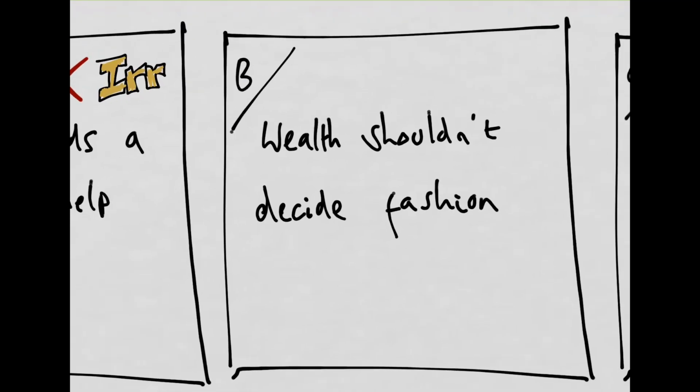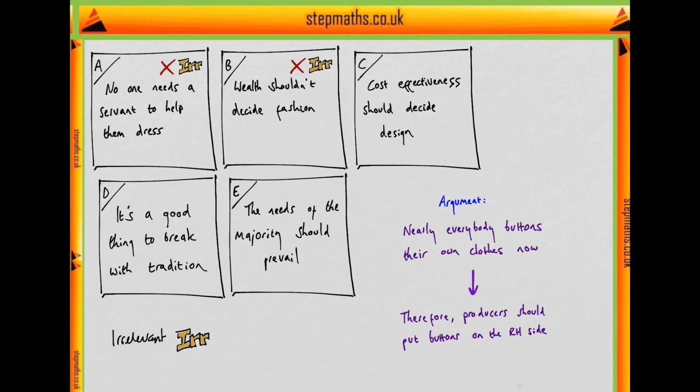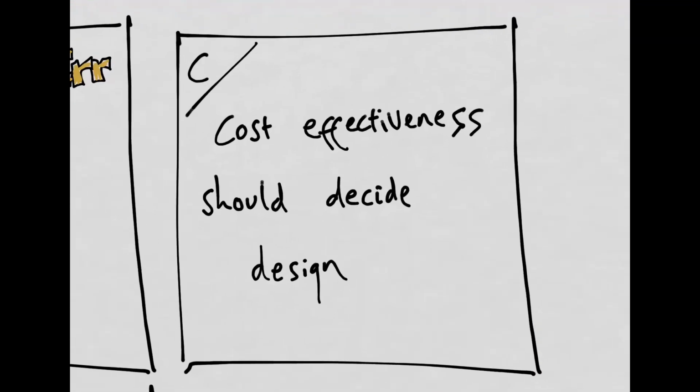What about option B? This says that wealth shouldn't determine fashion in clothing. Well, if we take a look at the argument again, this doesn't seem to identify the principle that underlies the move from the premise to the conclusion. And so B doesn't seem relevant either. C says that cost-effectiveness should determine design in clothing. And nor does this, if we look at the argument, seem to underlie the move from the reason to the conclusion. So this too looks like it's going to be irrelevant.